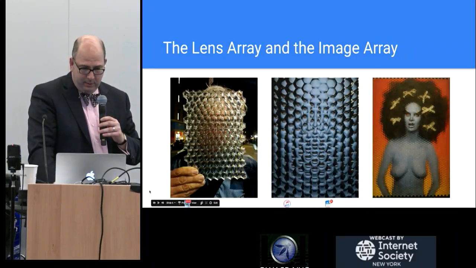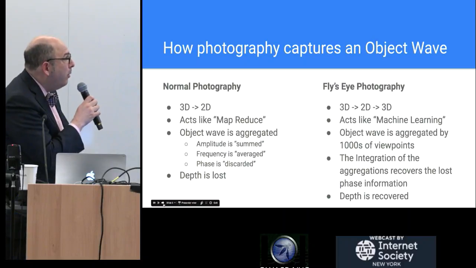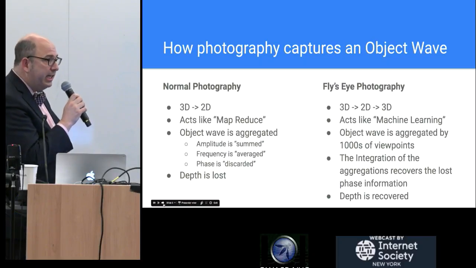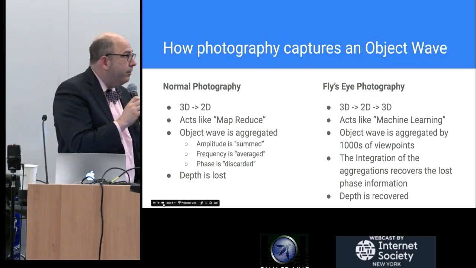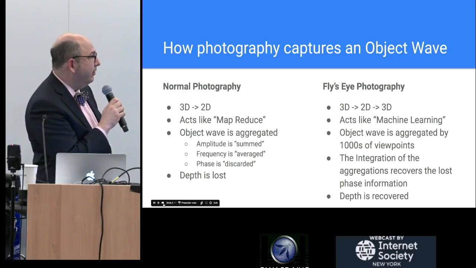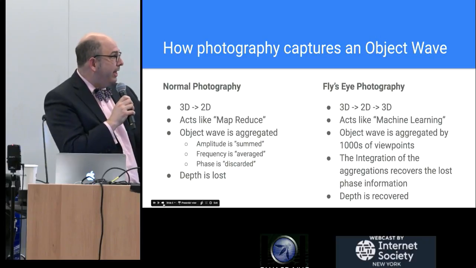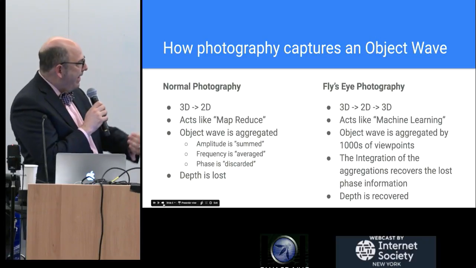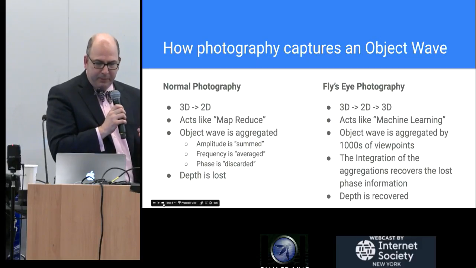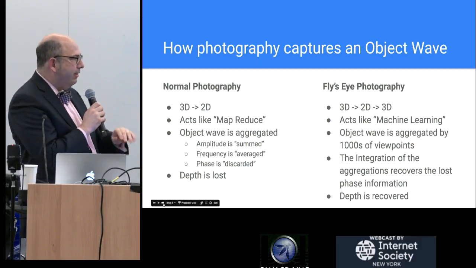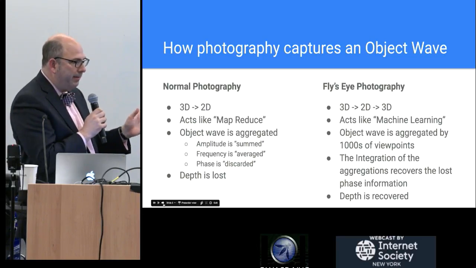All right, everybody's aware of normal photography. It's a 3D to 2D process. And for those who are computer scientists, it's basically a map-reduce function. It takes a multi-dimensional object wave and flattens it out, mapping and reducing it. The object wave gets summed up in amplitude, the frequency gets averaged, and the phase gets thrown away. And the phase is what gives you depth, and that's what's gone.